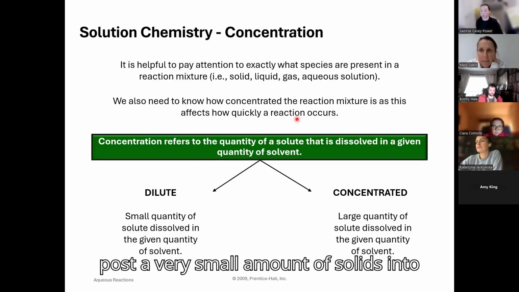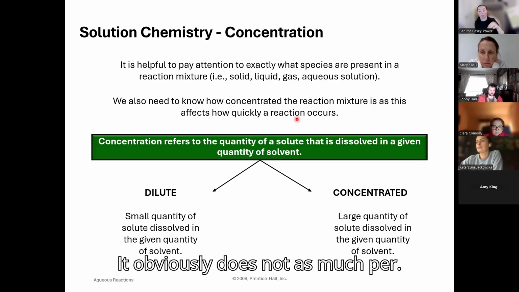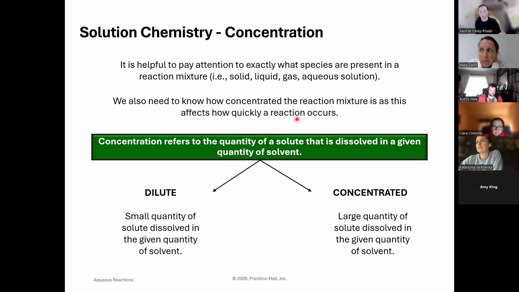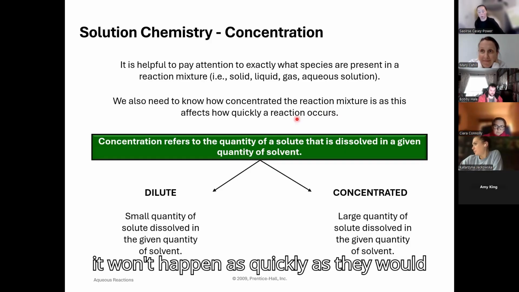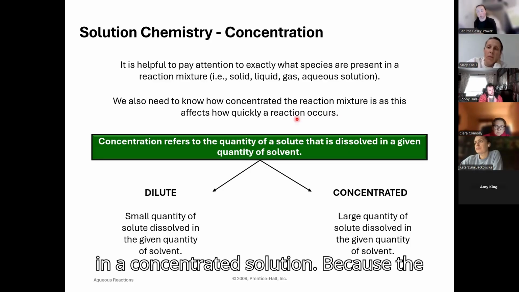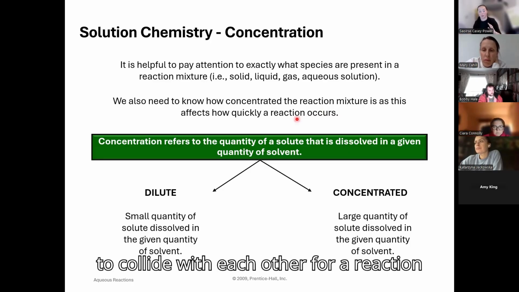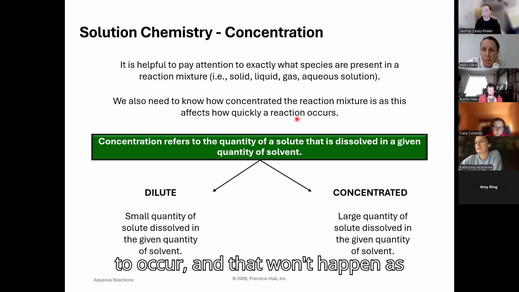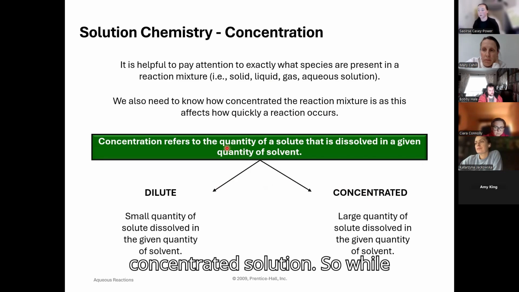If I put a very small amount of solute into a given amount of solvent, obviously there's not as much per, say, per mil of that solvent. So it won't happen as quickly as it would in a concentrated solution because the molecules are very far apart. They have to collide with each other for a reaction to occur, and that won't happen as quickly as it would if it was in a concentrated solution.